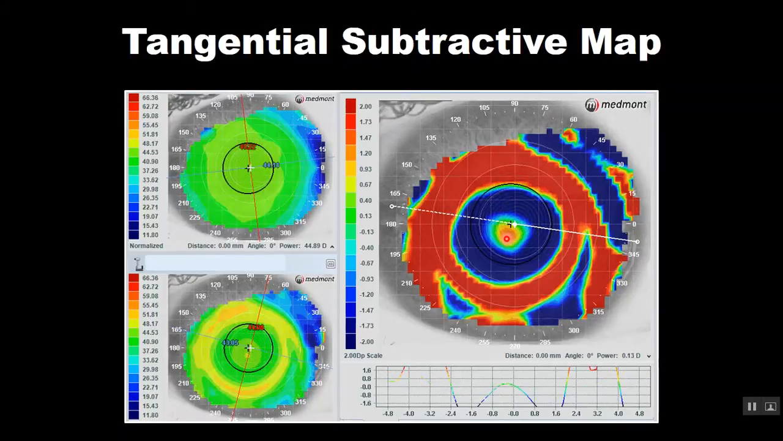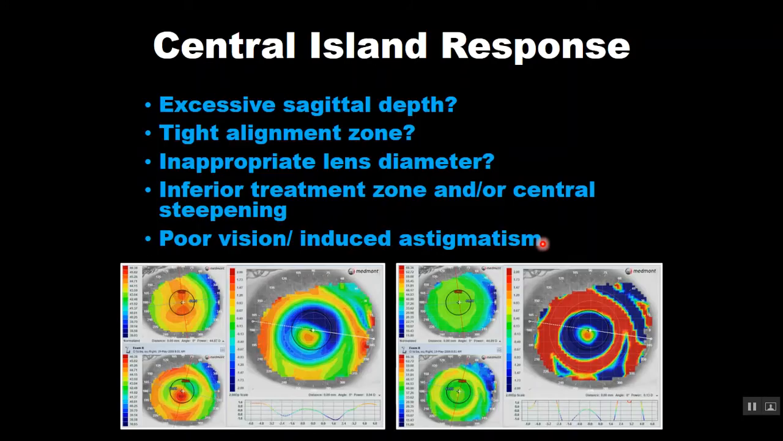Now, when we pull up the tangential map, look at that red ring. Where is it centered? You notice that red ring low in relationship with the black pupil. And like any corneal GP lens, a low-riding lens is typically a steep lens. And the same thing is true with Ortho-K. Low-riding lens is a tight lens. So that's central island. So what creates a central island?